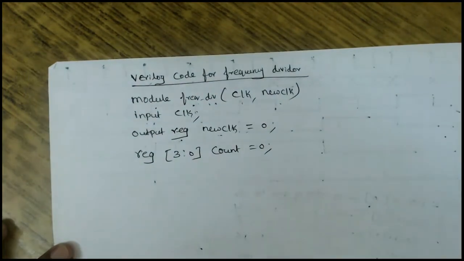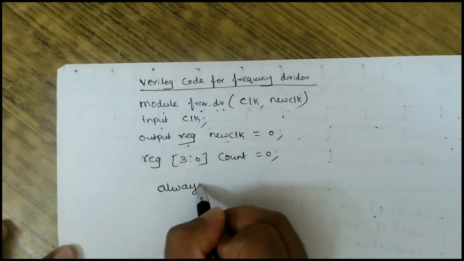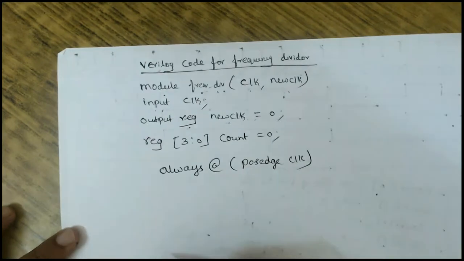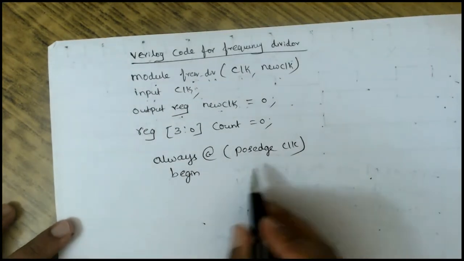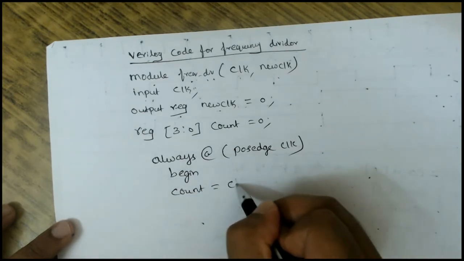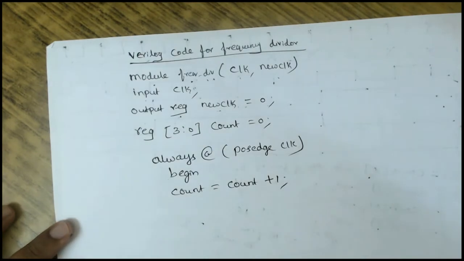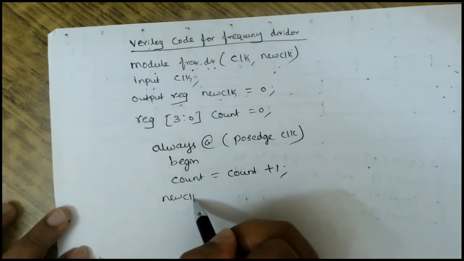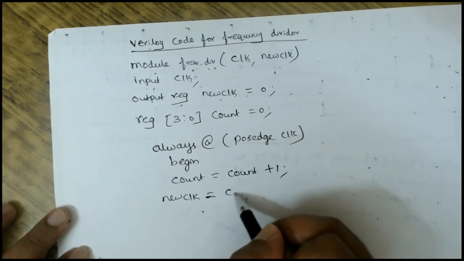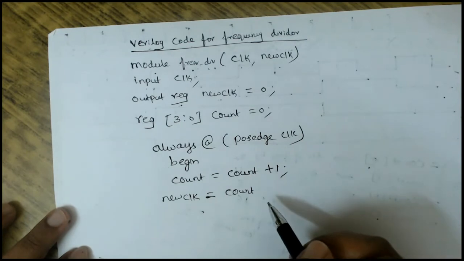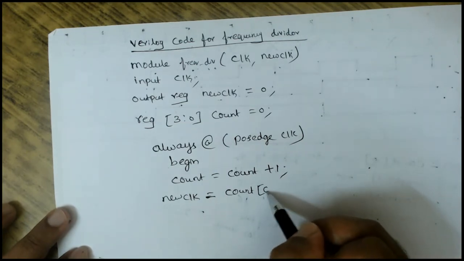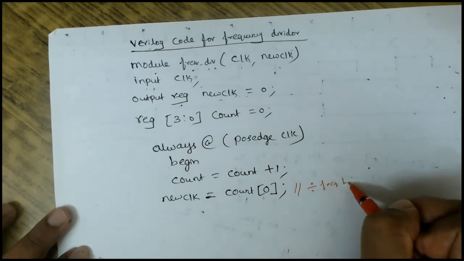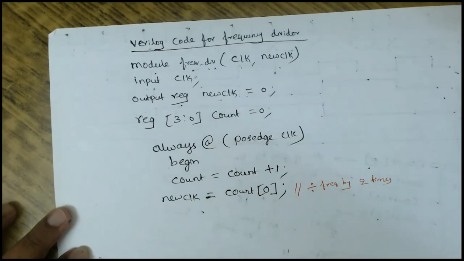Now I write an always block at the positive edge of clock. At every positive edge of clock, what should happen? Count should be incremented. Now think that I want to divide my frequency by 2. So what shall I do? I should assign new clock, which is the output, equal to count of which bit, if I assign, will give me division of frequency by 2? It's 0. I write the comment: divides frequency by 2 times, and end it.